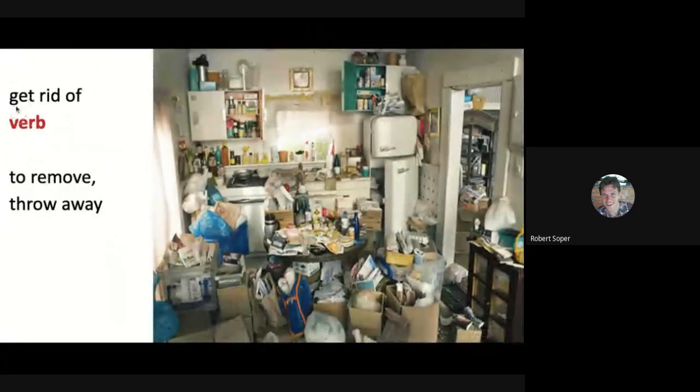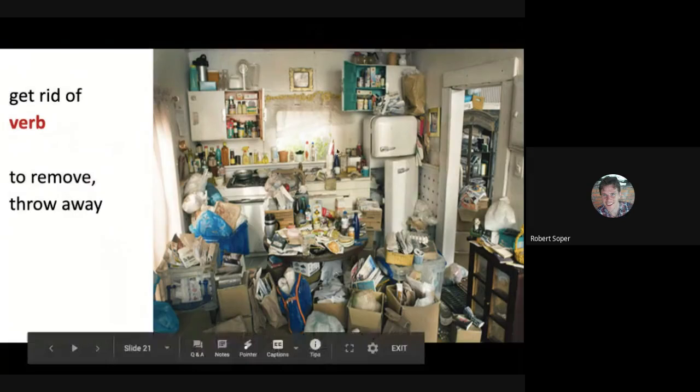Okay, here's the collection of words get rid of. Get rid of is a verb. It means to remove or throw away. So here we can see from this picture, there is a lot of stuff that the owner of this kitchen needs to get rid of. For example, there's so much stuff you can't use the kitchen at all. This person has too many items. So they need to get rid of some of these items.